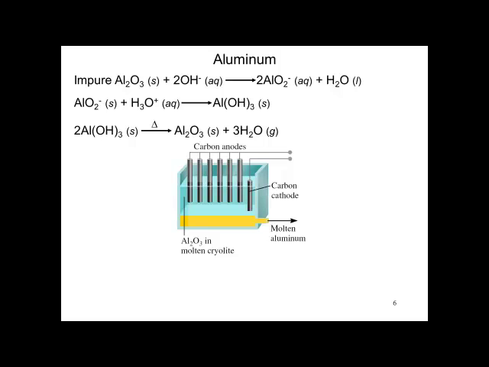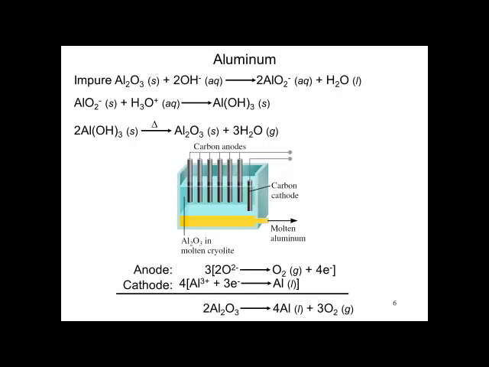Bauxite, Al2O3, is melted in molten cryolite and then electrolyzed. At the anode, oxygen is produced. At the cathode, the aluminum is reduced to aluminum metal in the pure form. The Al2O3 is converted to aluminum plus oxygen by electrolysis.